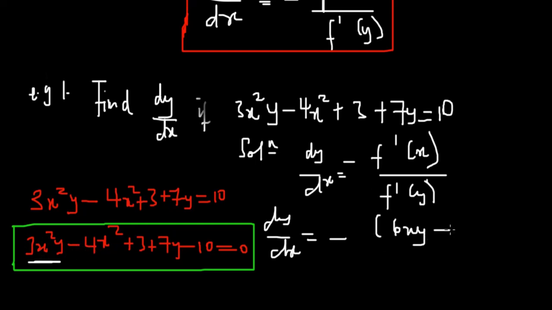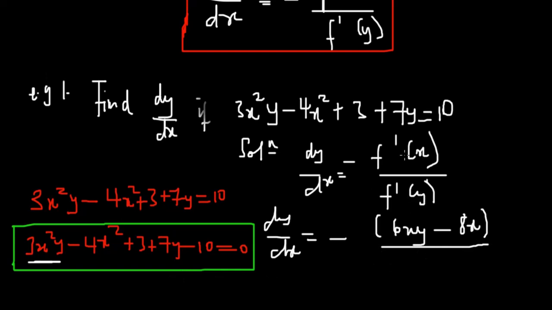So we have negative. Just differentiate this, you end up with 8x. We don't have any x here, so this goes to 0. We don't have x here, this goes to 0. We don't have x here, this goes to 0. Now let's look at the denominator, the f prime of y.